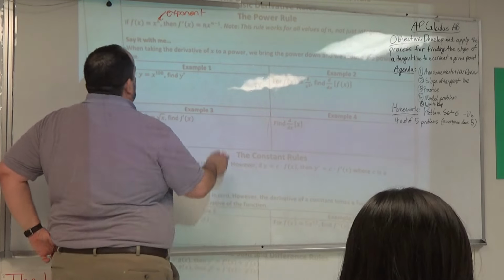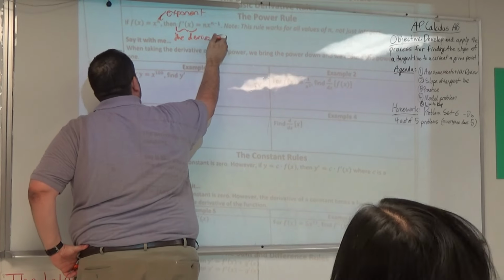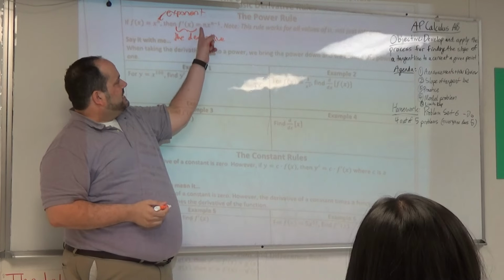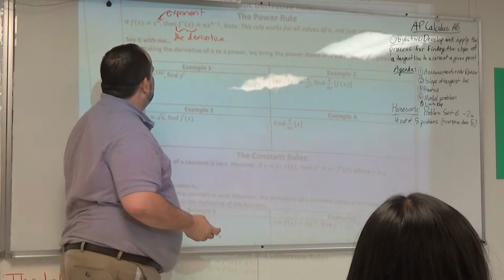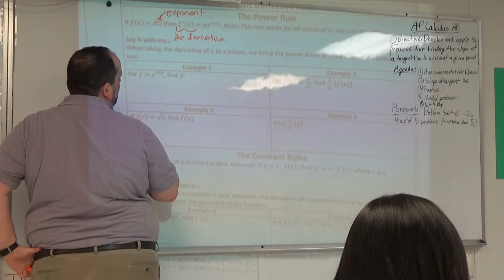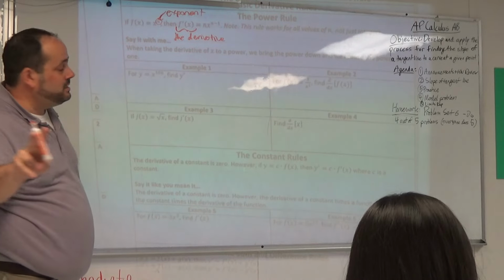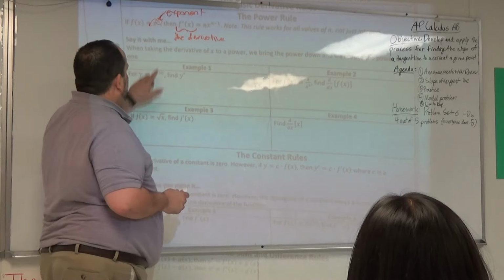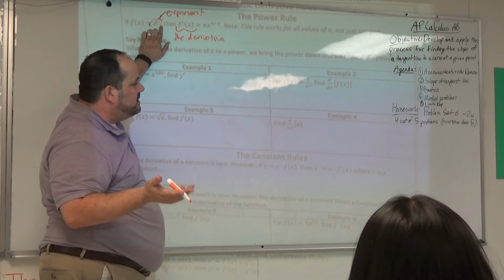Then f prime of x, you guys know what that is, that's the derivative, is found by n times x to the n minus 1. The power rule basically says, take that exponent, what are we going to do? It's a two-step process. Step 1, bring the power down. Step 2, subtract 1 from the exponent. Everybody okay? This is the power rule.